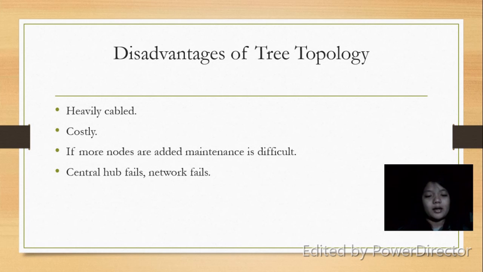If more nodes are added, maintenance is difficult. So if the computers are many and you add more, you can have difficulty in maintenance because it has a lot of computers. Then if the central hub fails, the network fails. So if the central hub fails, the whole network will fail.